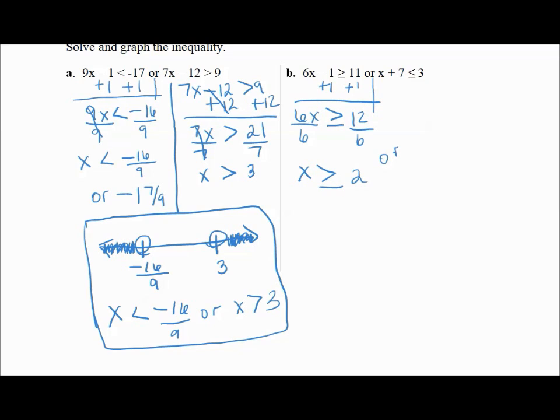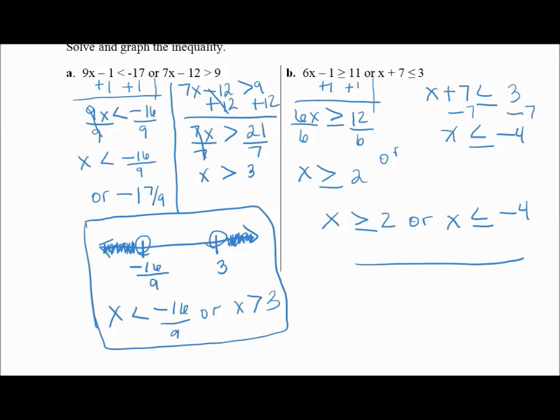For the other side, I'm going to rewrite it again, giving myself just a little bit more space. Now this one is very simple. All I need to do is to subtract this 7 from both sides, leaving me with x less than or equal to negative 4. Okay? So my interval, let me put it together and make it a little neater: x greater than or equal to 2, or x less than or equal to negative 4.